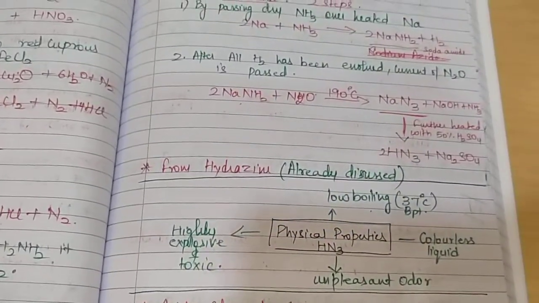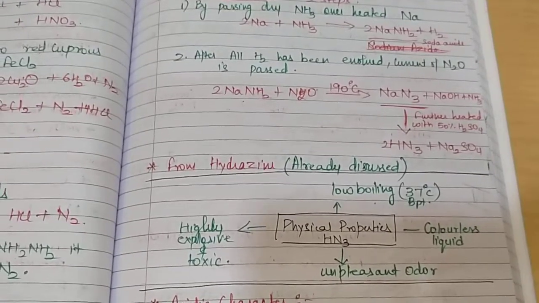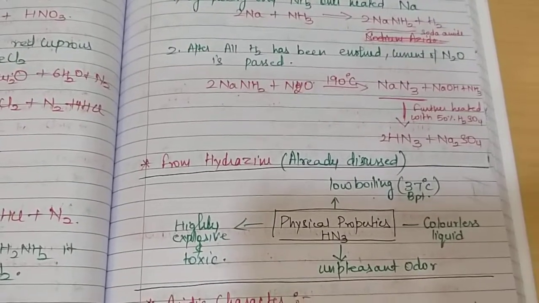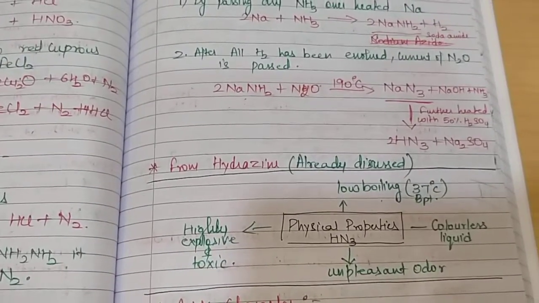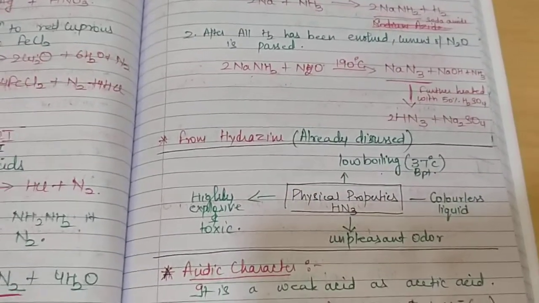Next are the physical properties of hydrazoic acid. It is a low boiling, colorless liquid. All the hydrides we have done so far are colorless liquids. It is highly explosive and toxic, and it has an unpleasant odor.